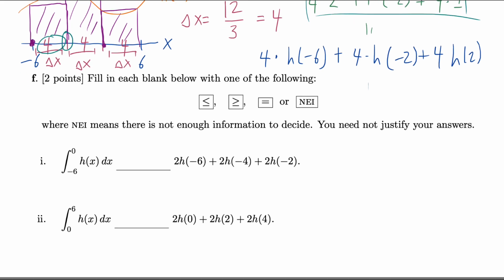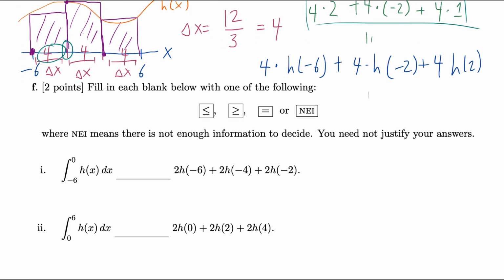Okay, so now let's take a look at the final part. Fill in each blank below with one of the following. So here on the right-hand side, we have a bunch of Riemann sums. Let's actually be a little more careful. What kind of Riemann sum is it actually? You're going from -6 to 0.